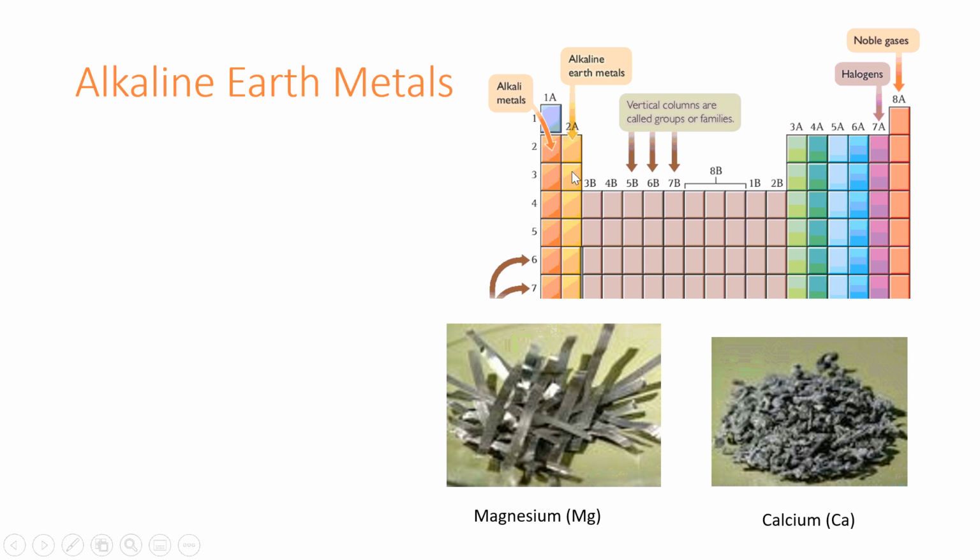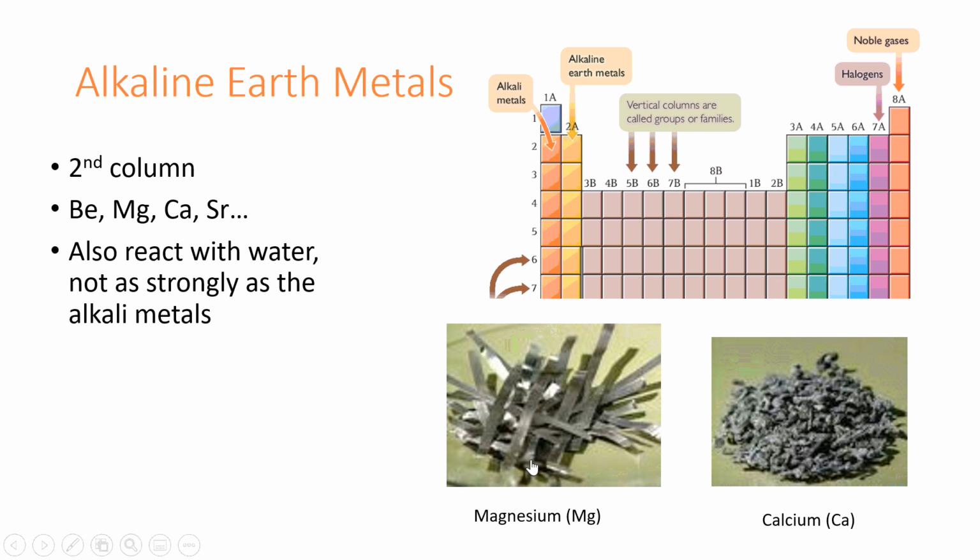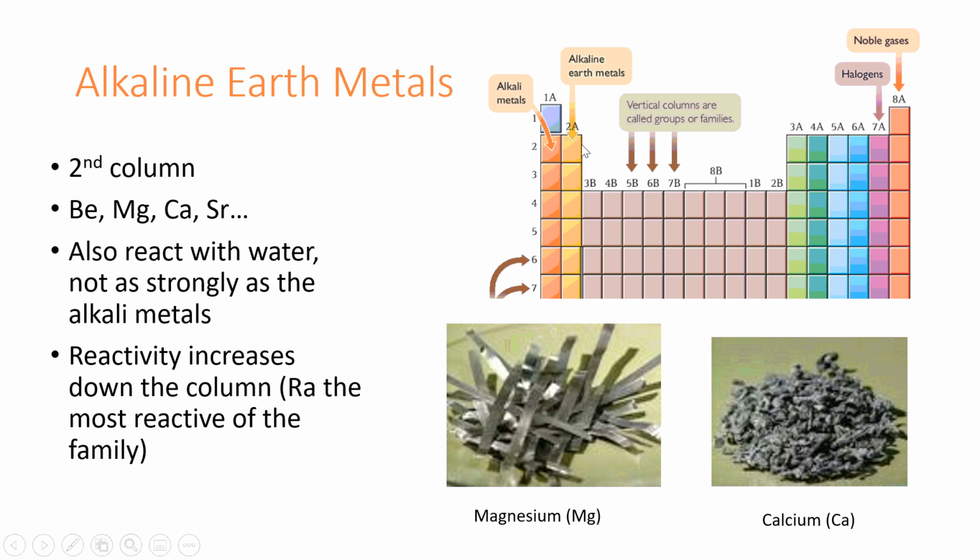Alkaline earth metals, that's group 2. There'll be some metals here you're familiar with, like magnesium and calcium, I'm sure you've heard of before. So they're in the second column. And they also will react with water, not as strongly as the alkali metals, but there's a similar pattern where as you go down the column, they do become more reactive.